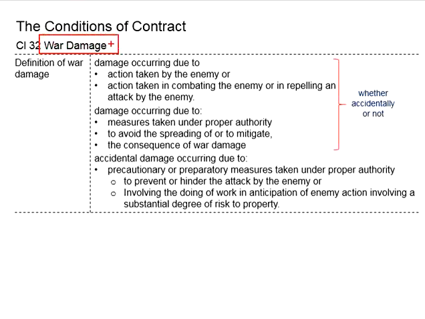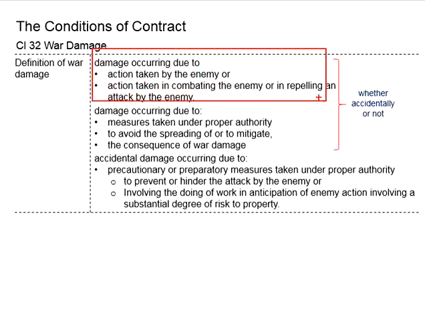Now, when we talk about the war damage, PAM contract gives a clear definition of the war damage. The war damage is the damage occurring due to the actions taken by the enemy or actions taken in combating the enemy or in repelling an attack by the enemy. That means there is armed force confrontation between the government and the enemy. Due to these confrontations, regardless of whether the damage is caused by the enemy or by the armed force, these are all considered war damage. It can also be damage caused by measures taken under proper authority to avoid the spreading or to mitigate the consequence of war damage. This is also considered as war damage.